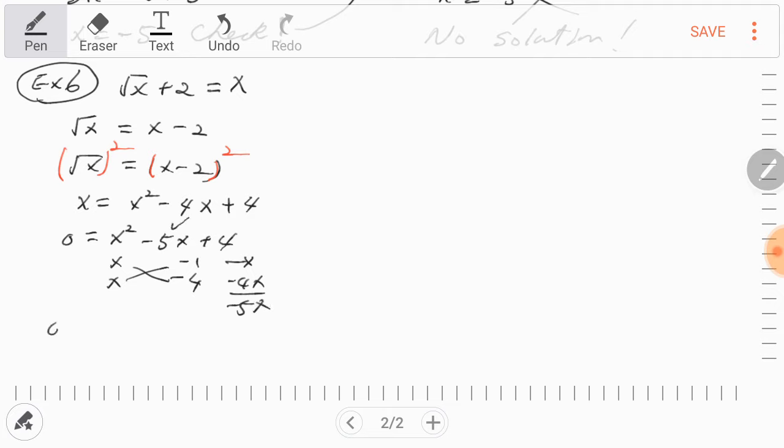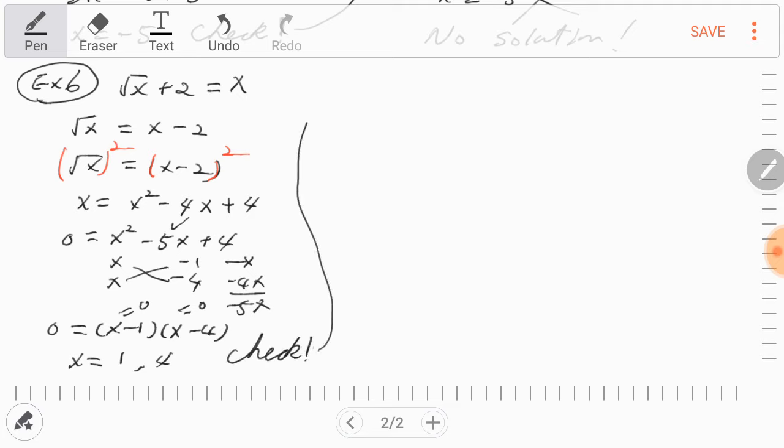So we can write it as x minus 1 times x minus 4. From here, x equals what? Set each factor to 0: x minus 1 equals 0 and x minus 4 equals 0. Then x equals 1 or 4. So we got two x values, x equals 1 and 4. Then we also have to do checking.